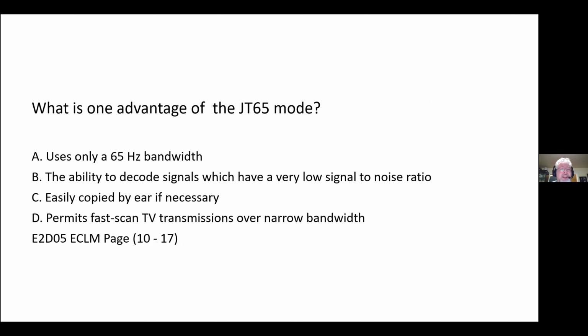What is one advantage of the JT65 mode? A, it uses only a 65 hertz bandwidth. B, the ability to decode signals which have a very low signal to noise ratio. C, easily copied by ear if necessary. D, permits fast scan TV transmissions over narrow bandwidths. Bravo. Bravo is correct. The ability to decode signals which have a very low signal to noise ratio.